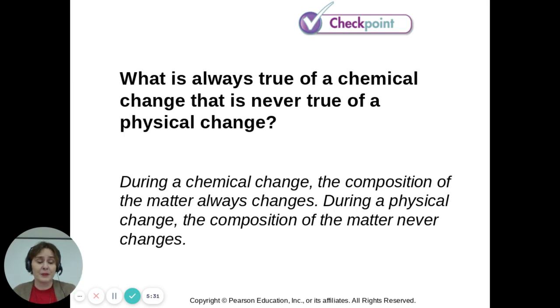With filtering, with chromatography, and distillation, we don't change what we have. We're just separating things. They're just physical changes. We're separating things that were never chemically combined in the first place. During a chemical change, we're shuffling everything around because we have to send the substances through a chemical reaction.